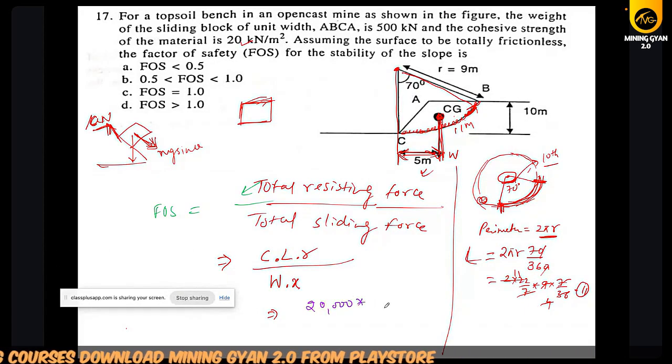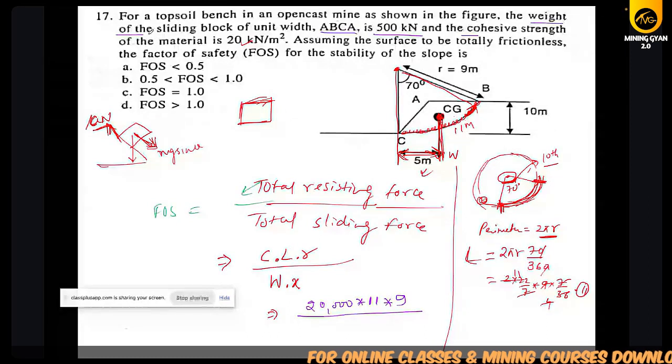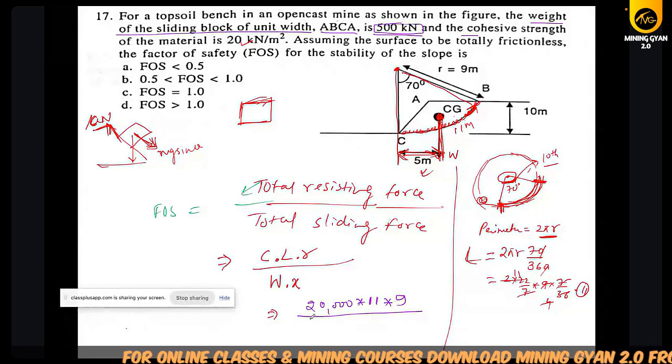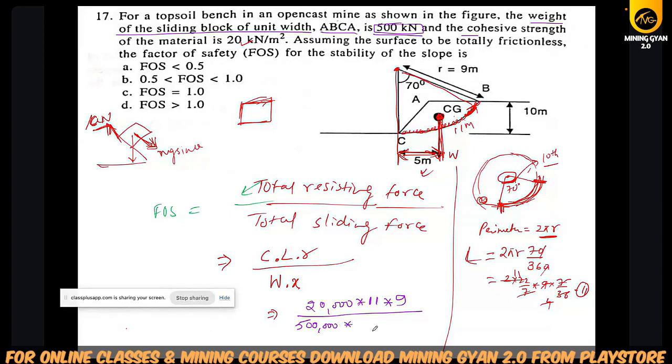So 20,000 multiplied by L, which is 70 degrees of the 2 pi r that we have already calculated, which is 11, and the r will be 9, divided by the total sliding forces. They have given the weight of the sliding block of unit width as 500 kilonewton, which is 500 times 1000, and x will be 5. Now it is just the calculation part.